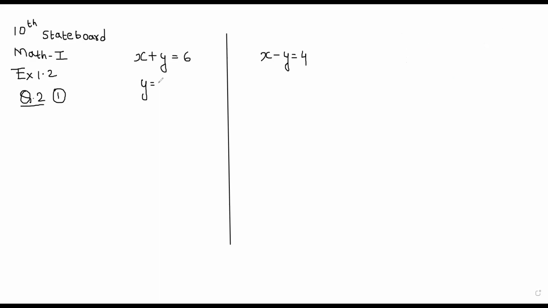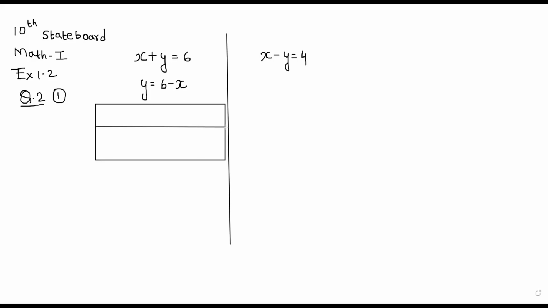So I'm keeping y alone on the left-hand side. We are going to shift everything else to the other side, that is the RHS. So plus x will go that side, it will become minus x. Now we are going to make a small table in which we are going to assume the x coordinate. And accordingly, we are going to substitute the x coordinate in the equation y equal to 6 minus x, and we'll find the value of y.